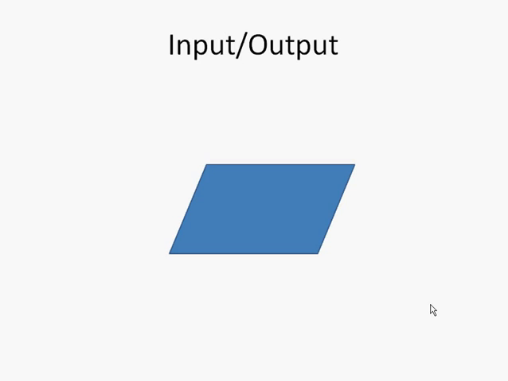Input or output symbols are denoted using parallelograms or drunken rectangles. They look a bit like, don't they? Again, arrows in and arrows out. An example of an input might be something like user inputs a price. An example of an output might be for a message box to say something like too much.